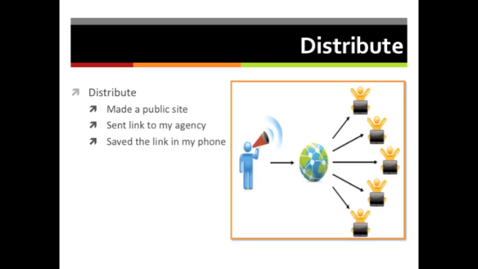The last step of the PSA is to distribute. This is when you get the document to the intended audience and ensure that it was received correctly. In order to get the word out about my document, I made my site public so anyone could see it. I sent it to my dance agency so they could distribute it when needed to potential casting directors or choreographers. And finally, I saved the link on my phone so I could always have it at my disposal to send or show it to potential employers.